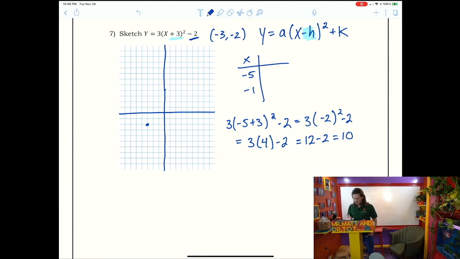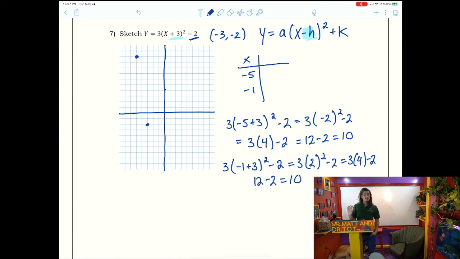So that's going to be right here. And now testing negative 1, we're going to get 3 times negative 1 plus 3 quantity squared minus 2. That's going to be 3 times 2 squared minus 2. That's going to be 3 times 4 minus 2. That's going to be 12 minus 2, which again is going to be 10.